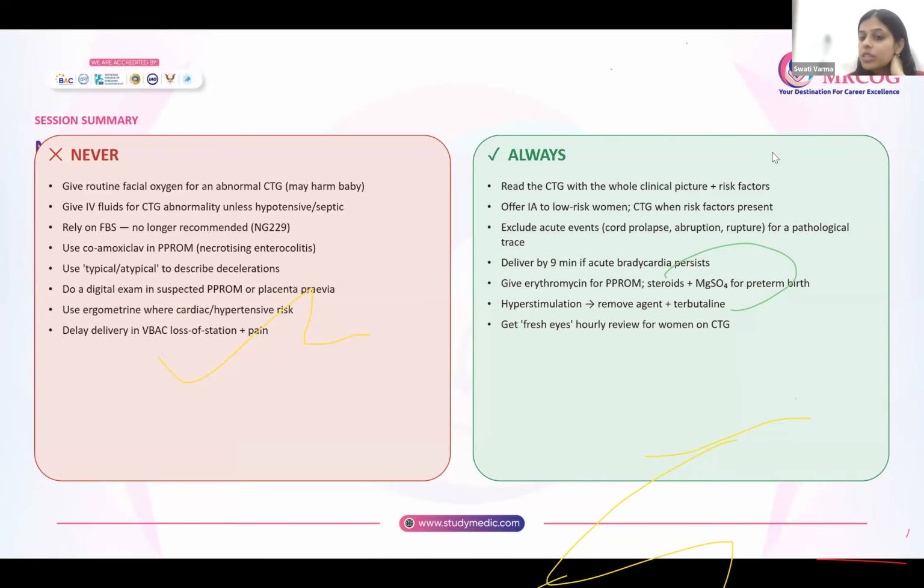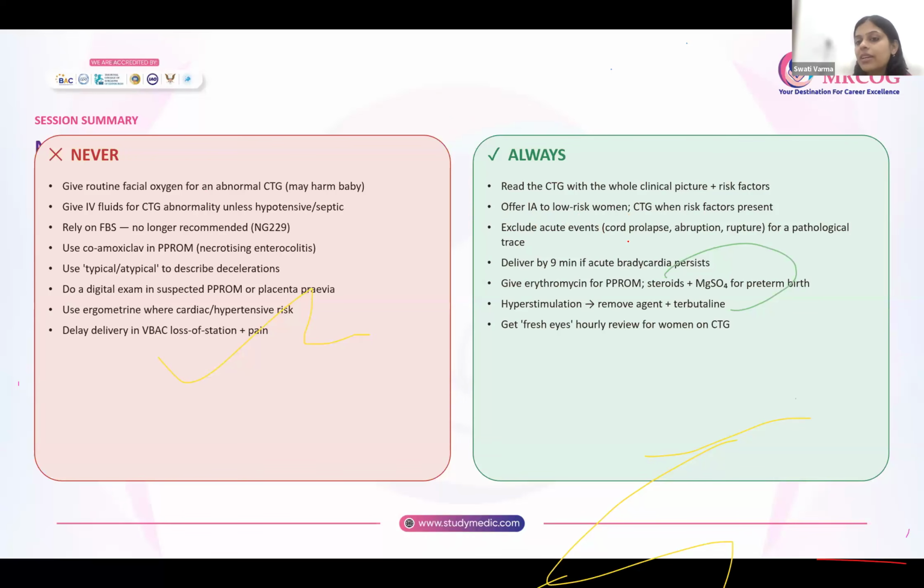Offer intermittent auscultation to low-risk women, and always offer CTG when risk factors are present. And yes, if on intermittent auscultation you encounter any concerning features like a rise by more than 20 beats per minute than before, or any deceleration, then auscultate more frequently. If concerns are still confirmed, transfer to an obstetric-led unit for CTG.